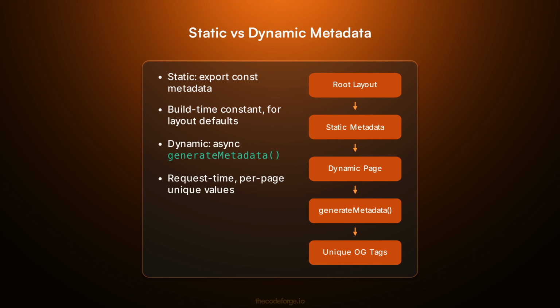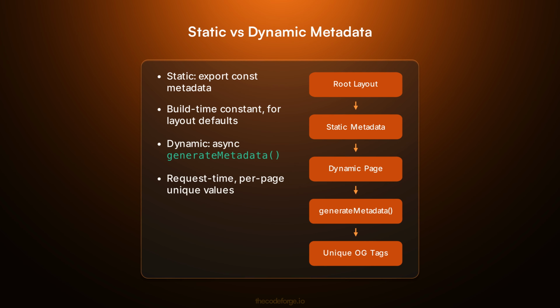Static metadata is defined at build time and applies to all pages under that layout. Use it for the root layout, site name, global OG image, favicon. generateMetadata is an async function that runs at request time, receiving params and search params. Use it for any dynamic page, blog posts, product pages, user profiles.